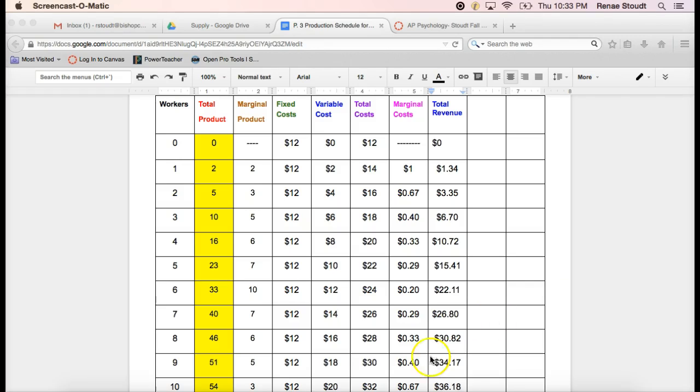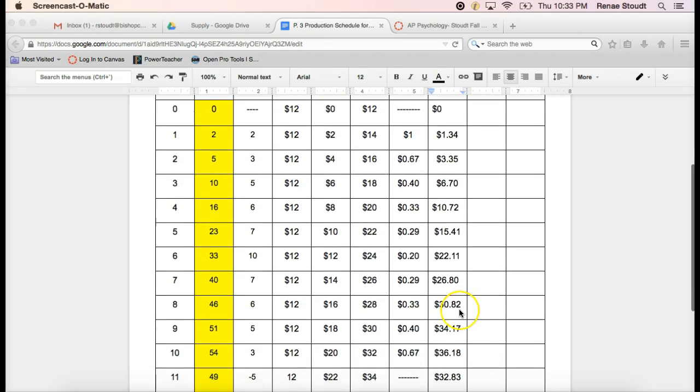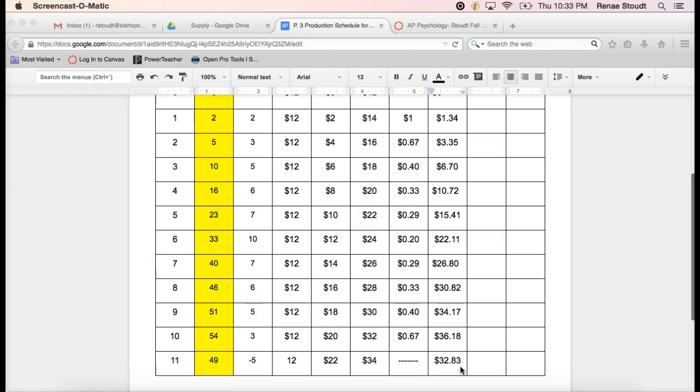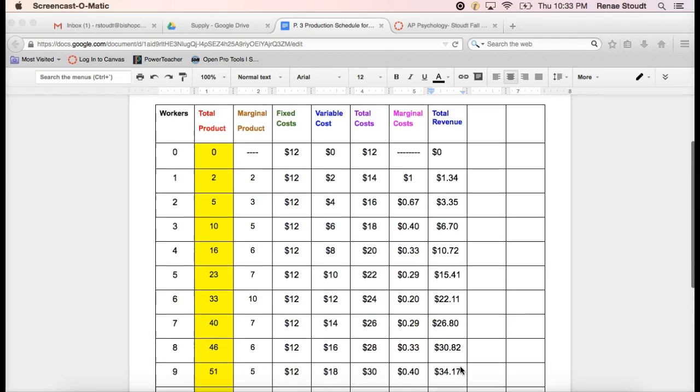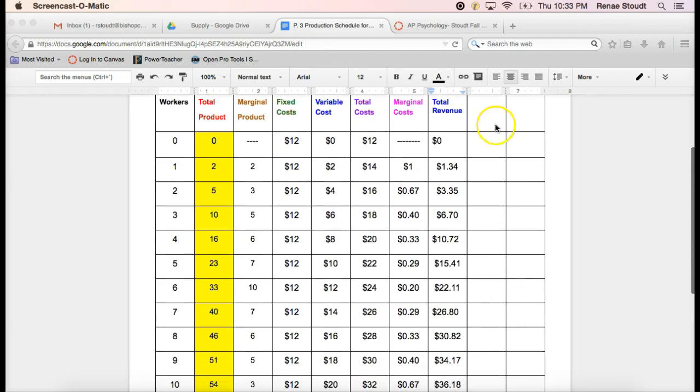So I think we left off with 6 workers. 6 workers is $22.11. 7 workers is $26.80. 8 workers is $30.82. 9 workers is $34.17. 10 workers is $36.18. And 11 workers is $32.83. Okay, so that's total revenue.